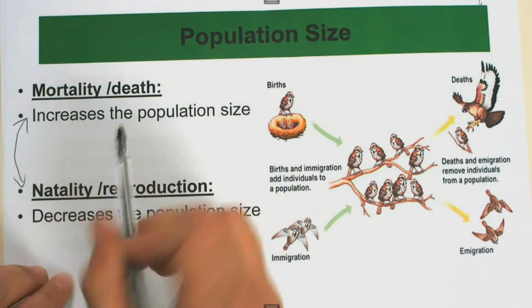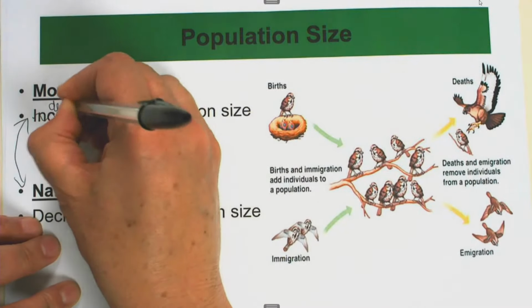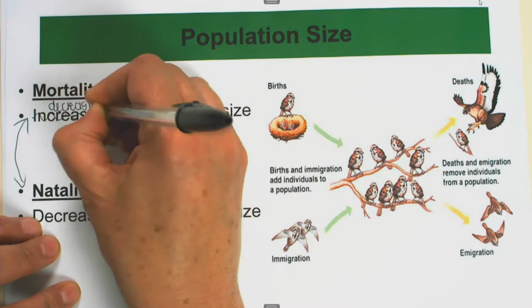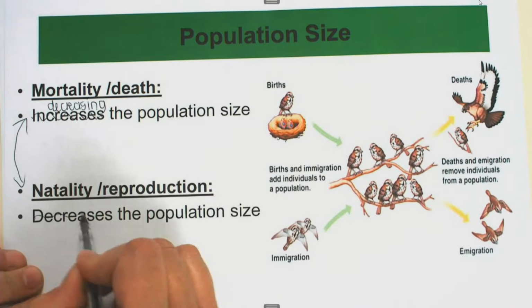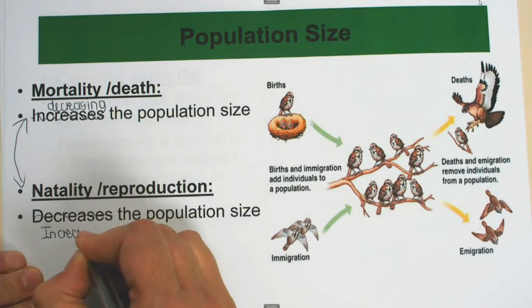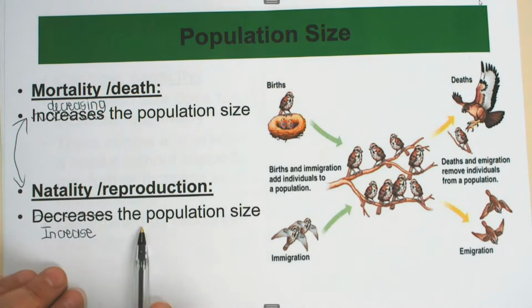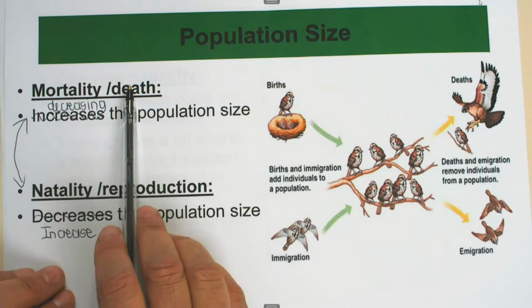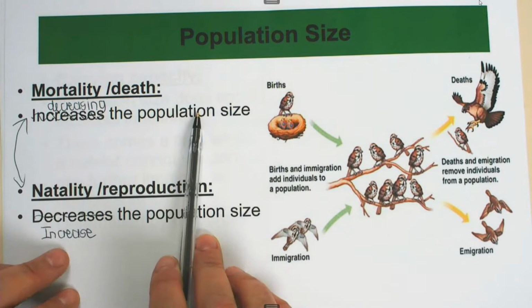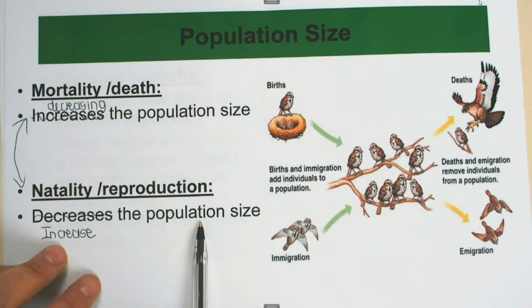So mortality is decreasing the population size. When people die, there's less people. And natality is increasing the population size. There we go. Mortality, death, decreasing the population size. Natality, reproduction, more people, increasing the population.